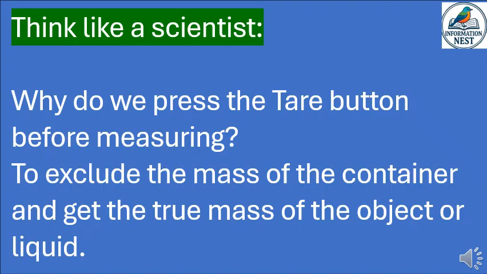So, what do we do? We press tare and boom, the scale resets to zero, ignoring the bowl completely. Now, when you add the sugar, you get the true mass of just the sugar. No cheating, no extra weight. We always want accurate data. Pressing tare helps us exclude the mass of the container and focus only on the object or liquid we are measuring. So tare, take away the container's weight. It's like telling the scale, hey, ignore the bowl. I only care about what is inside.